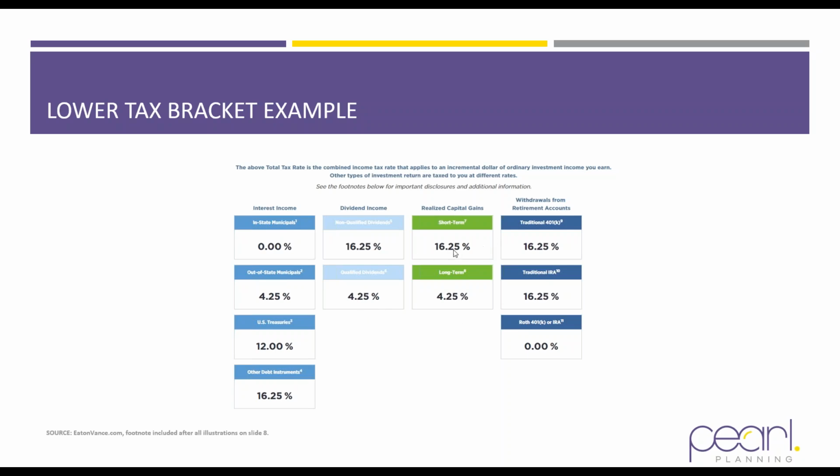Short-term capital gains are going to be at that tax rate of 16%. Long-term capital gains, because there's that 0% portion, only 4.25%. Important to know. And then when you withdraw from your IRA or 401k, assuming that you don't have a penalty involved and you're at the right ages, then it's at that tax rate of 16%. Roth 401k withdrawals back at 0%.